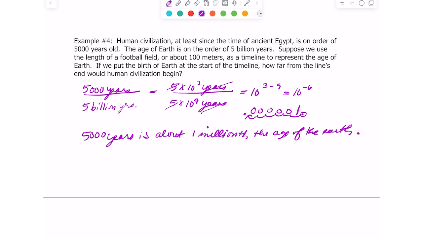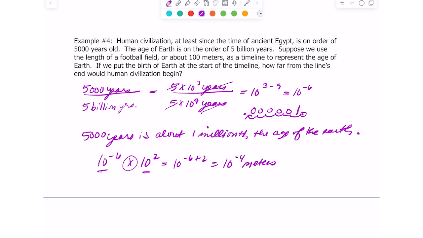Now, if we're comparing that to a football field, which is 100 meters, then that means we need to take 1 millionth of 100 meters. So 1 millionth, again, is 10 to the negative sixth. And then of means multiply. 100 is 10 to the second power. So now when you are multiplying like bases, we add the exponents. And you get 10 to the negative fourth power, right? And what does that mean? Well, again, this is in meters, okay?